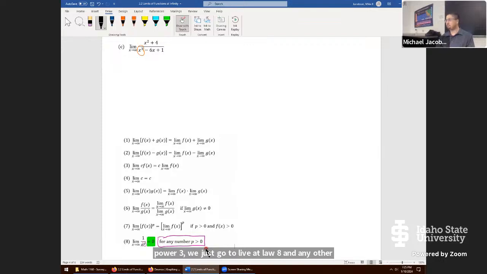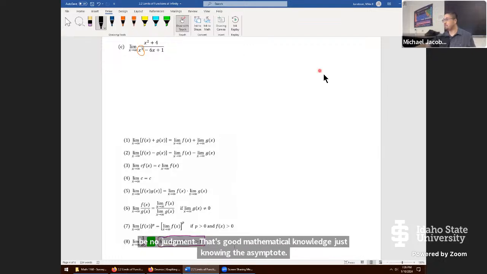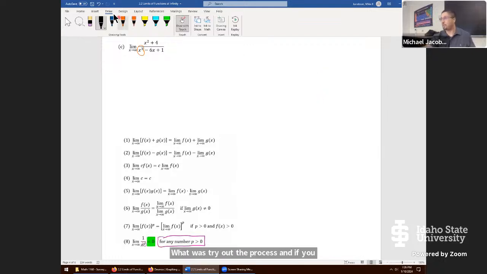So in actuality, this is really pretty fast. And if you happen to know the asymptote, you can write the answer in right exactly here. And there would be no judgment. That's good mathematical knowledge, just knowing the asymptote. Well, let's try out the process. And if you know the asymptote, you probably know the answer as well.